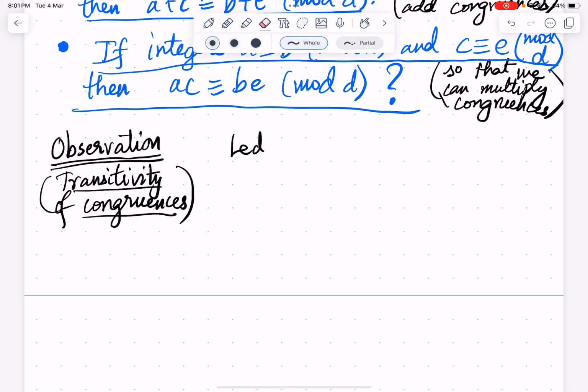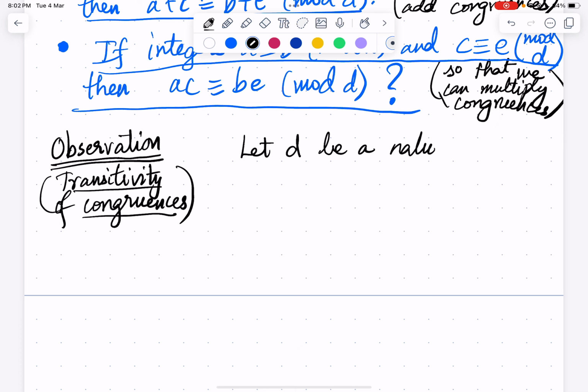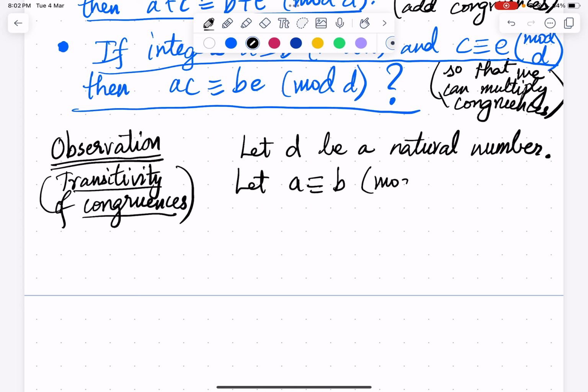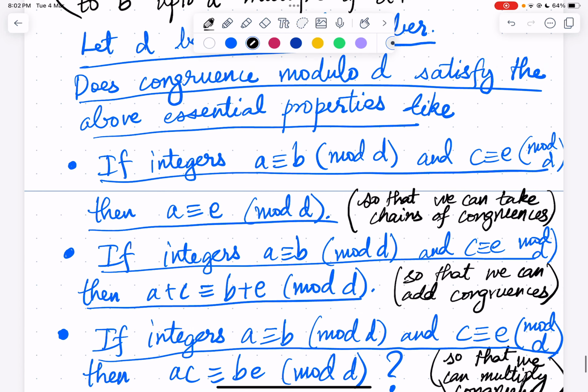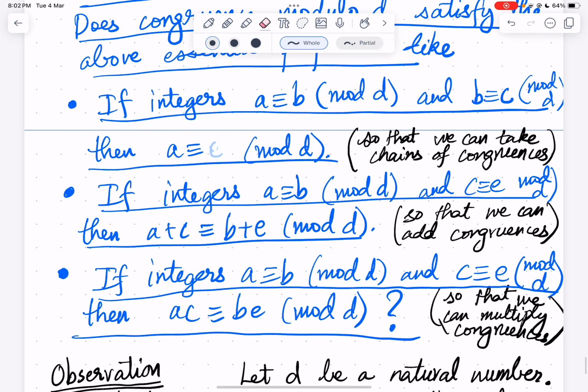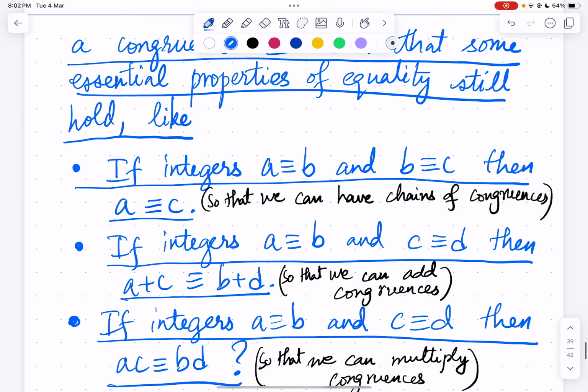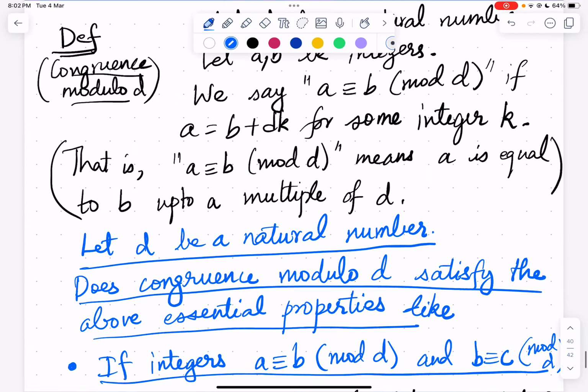Let d be a natural number. Let a be congruent to b mod d and b be congruent to c. Then a is congruent to c. Did I write it correctly here? Yeah, if a is congruent to b and b is congruent to c, we want a is congruent to c.